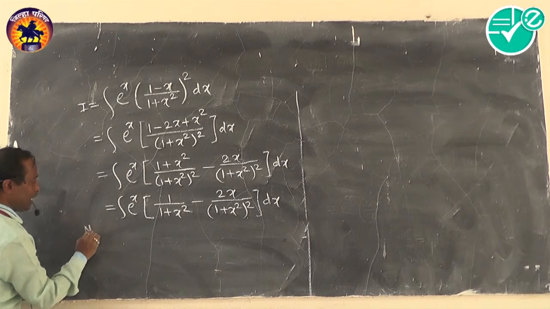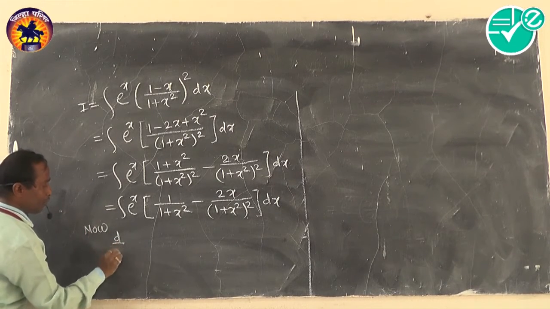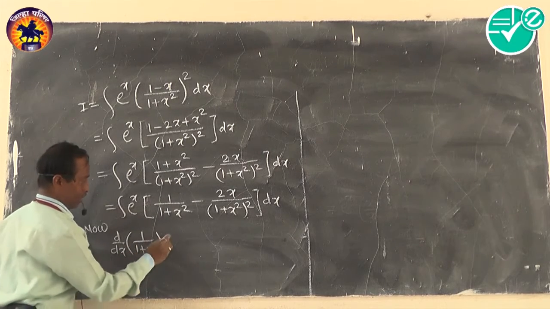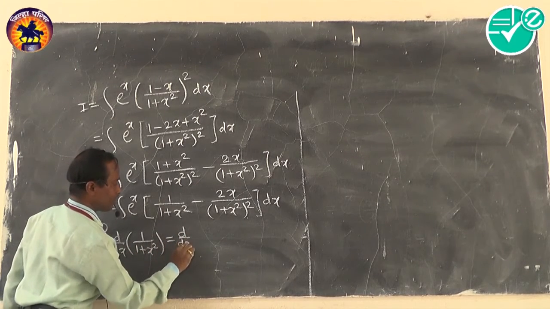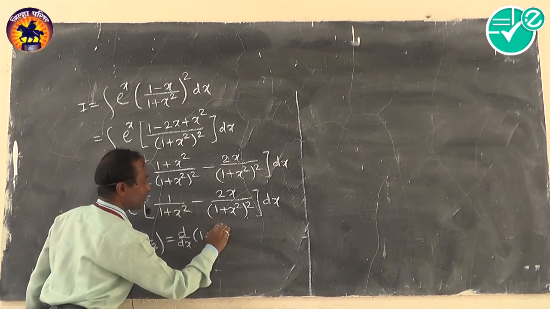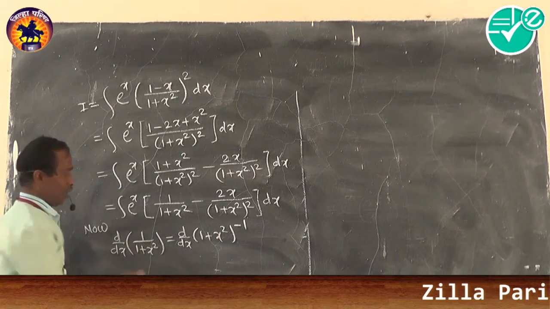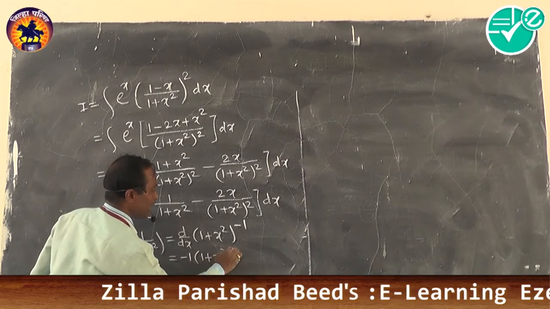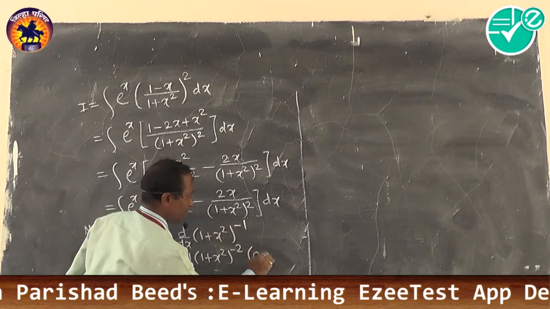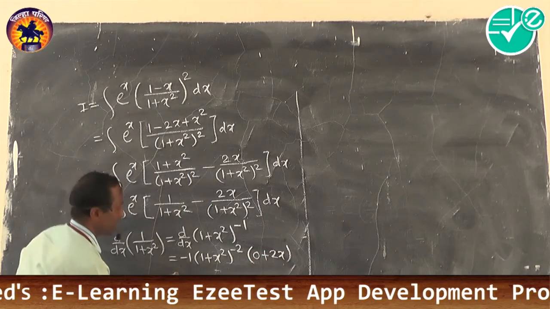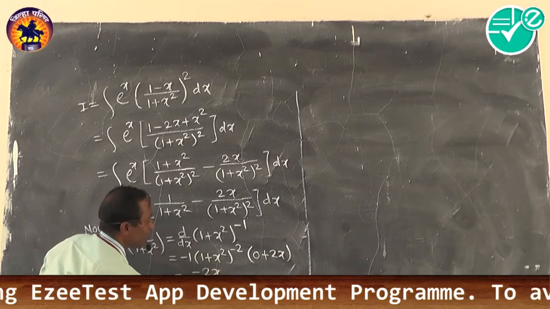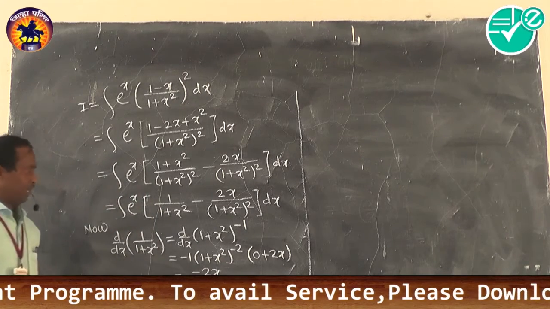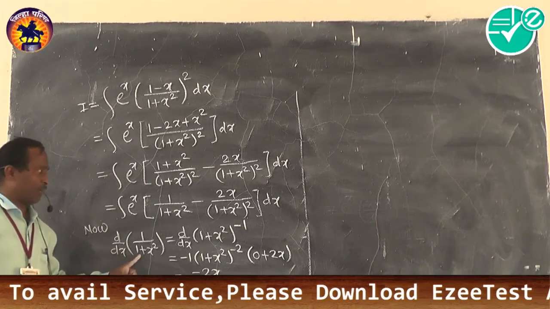Now we take the derivative of 1 upon 1 plus x square, d by dx of (1 plus x square) raised to minus 1. We get minus 1 into (1 plus x square) raised to minus 2 into 0 plus 2x. We get minus 2x upon (1 plus x square) bracket square. This is the derivative of 1 upon 1 plus x square.